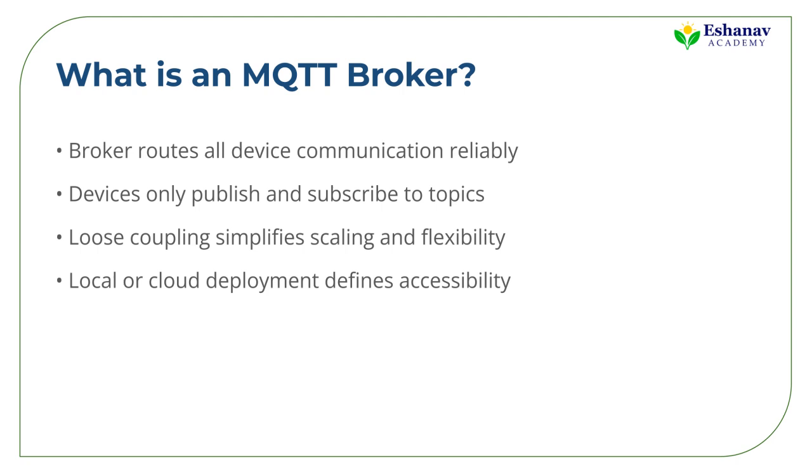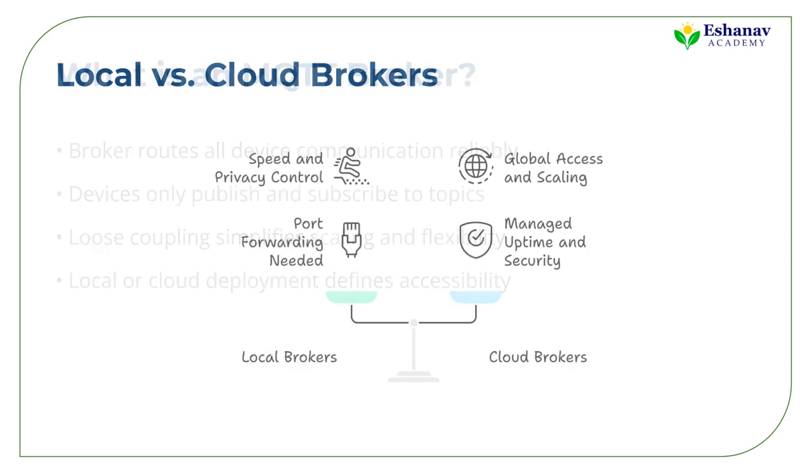Imagine your devices as airplanes: without a controller, chaos; with a broker, organized flight patterns. Now ask yourself, do you want a local controller in your home or a global one on the cloud? That choice drives everything about your architecture. Local brokers like Mosquitto are lightweight, fast, and excellent for environments where internet isn't guaranteed. Think smart homes or labs.